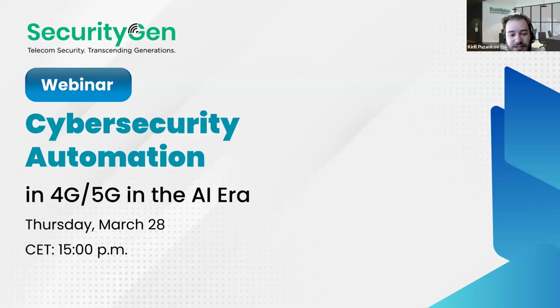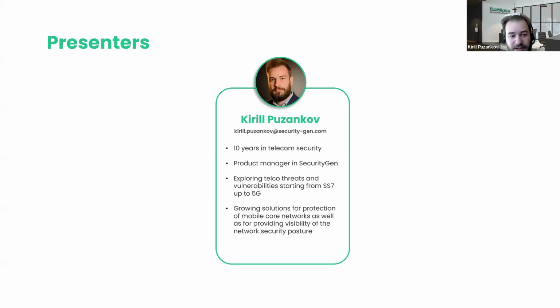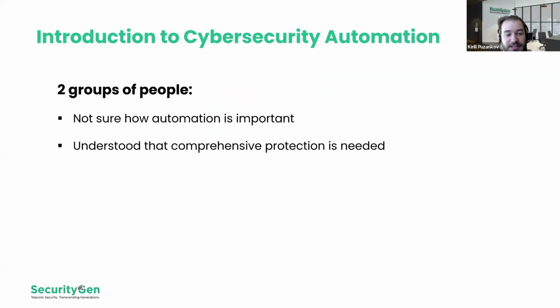Just a couple of words about me. For someone who doesn't know, my name is Kirill Puzankov. I have 10 years in telco security, and I am a product manager at Security Gen. I've been exploring threats and vulnerabilities across different protocols, from SS7 up to 5G. Right now we're building solutions for protection of mobile core networks, providing network visibility and network security posture.